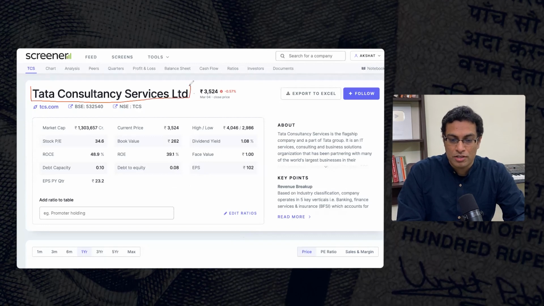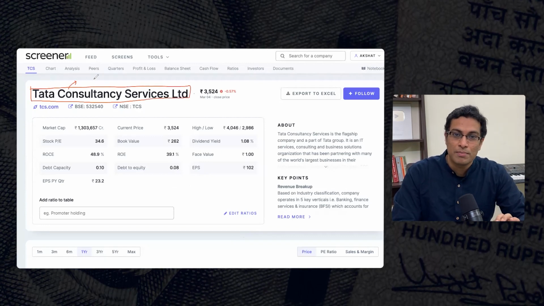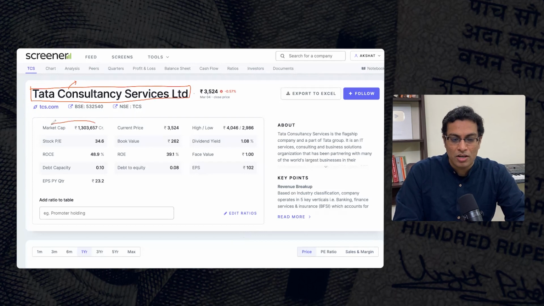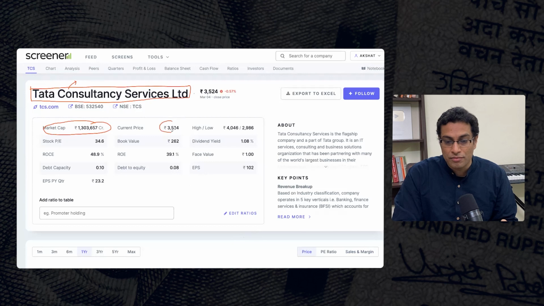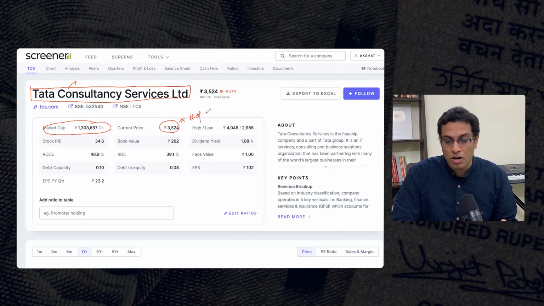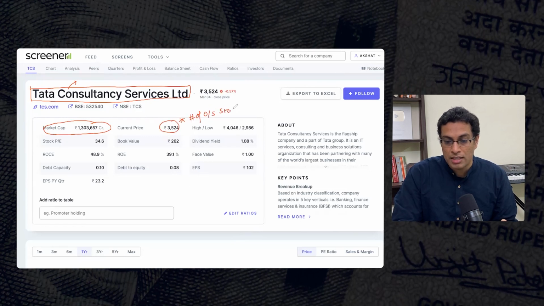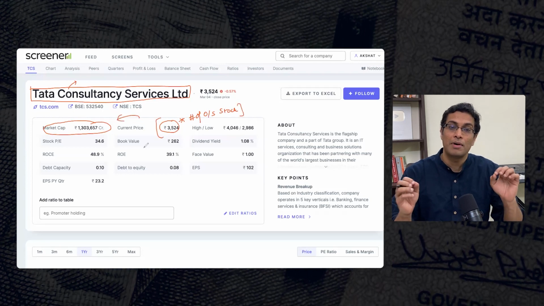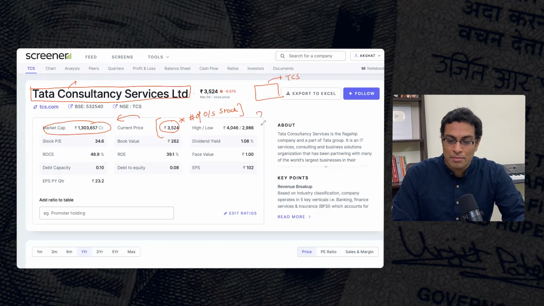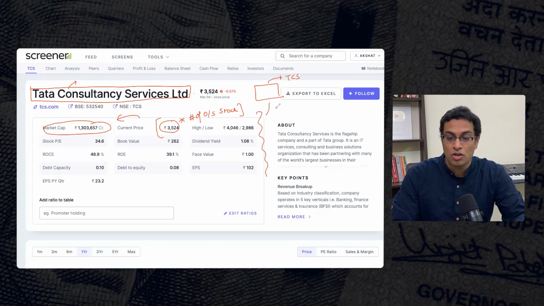Now, TCS, all of us would have heard of it. TCS is one of the biggest companies in India and you will see something called market cap. Market capitalization simply means the price of the stock times the number of outstanding stocks. If you multiply these two things, it gives you the total market cap of the company. So these are some of the data points associated with a stock called TCS.